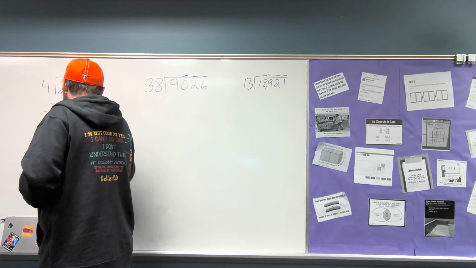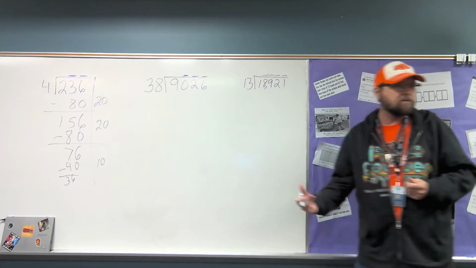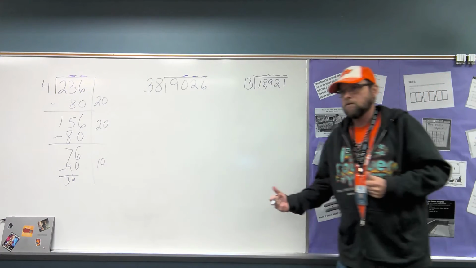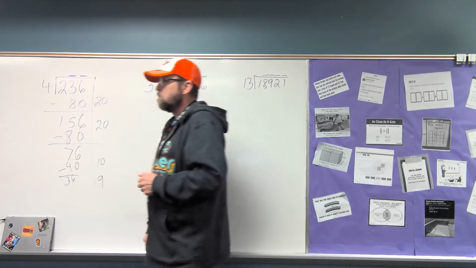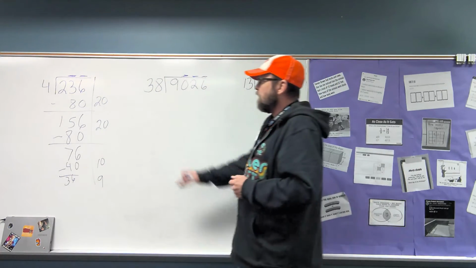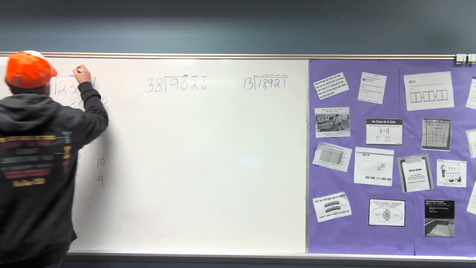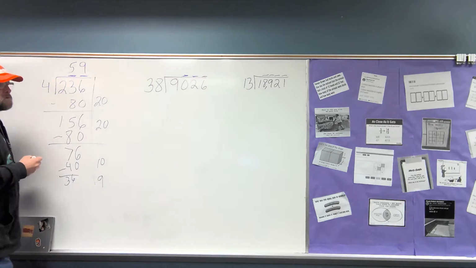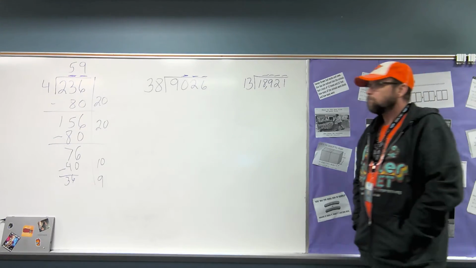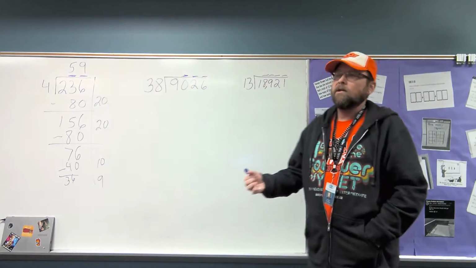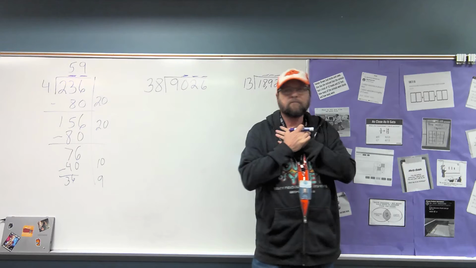Then I'd have 40, subtract, I get 36. Now we know 4 goes into 36 how many times? 9. Good, so this does not have a remainder. Absolutely amazing. All right, so my answer, I just add up what I did here, 20, 20, 10, 9. So my answer here is 59. Real important. The 5 goes in the tens place, the 9 goes in the ones place. Muy importante.